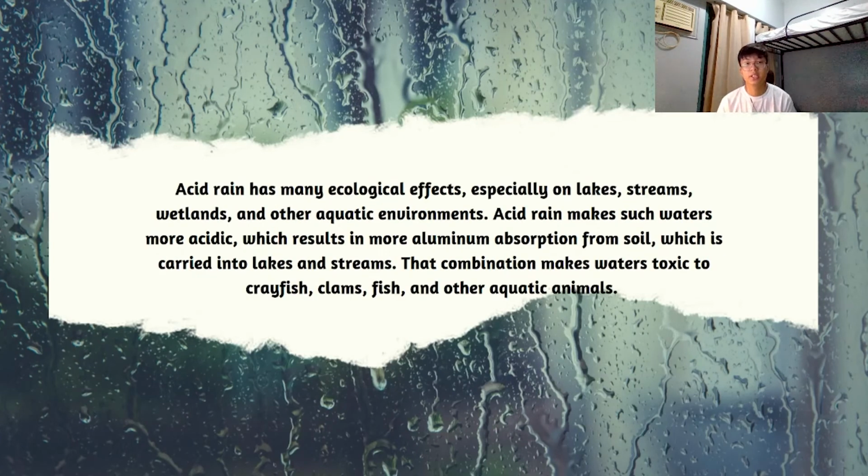Acid rain has many ecological effects, especially on lakes, streams, wetlands, and other aquatic environments. Acid rain makes such waters more acidic, which results in more aluminum absorption from soil, which is carried into lakes and streams. That combination makes water toxic to crayfish, clams, fish, and other aquatic animals.